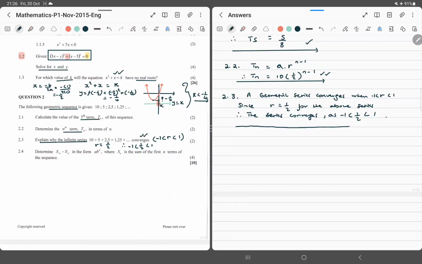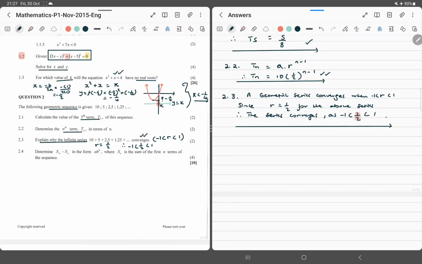So sometimes you can find a way of putting the words together nicely. I'm very, very bad with words, so I'm very clumsy, you know. I just put things wherever I can, so please be as organized as you can. So we know that a geometric series under normal circumstances converges when r is less than 1 and greater than minus 1. Since r is a half for the above series that we're talking about, therefore that series converges as this half is in that domain.